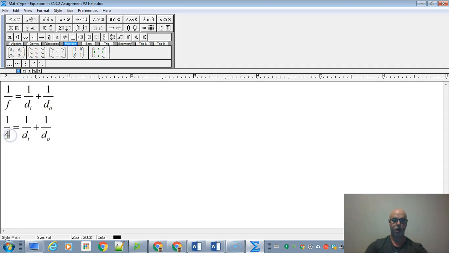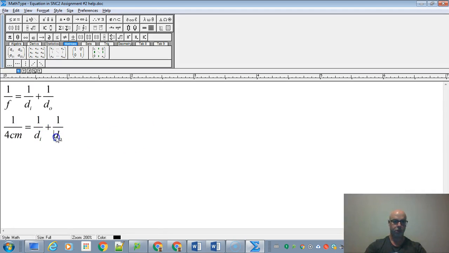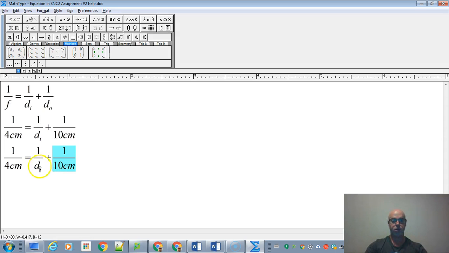So I'll put 4 centimeters here. The object distance, if we go back to the picture, was 10 centimeters. So I'm going to put 10 centimeters right here. There we go. And so now I'm just going to isolate for the image distance right here. So all I got to do is bring this positive 10 centimeters over to the other side and subtract.